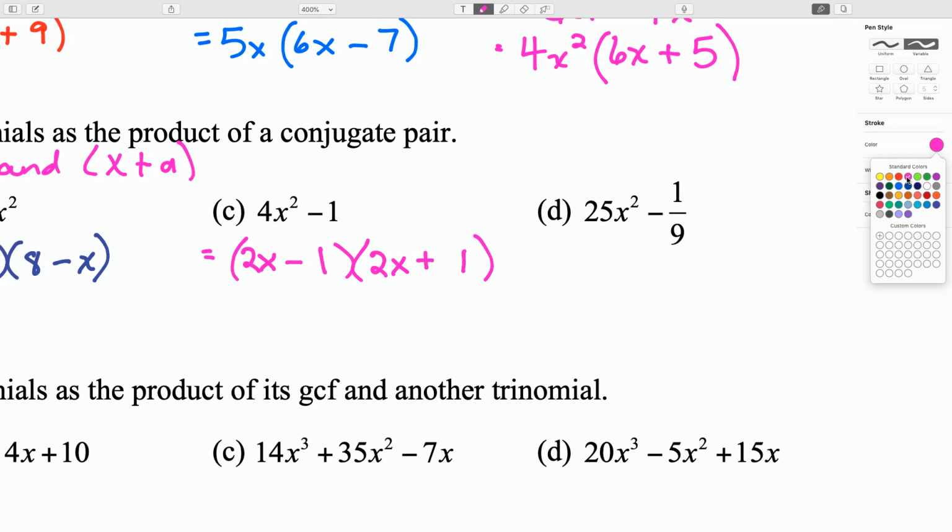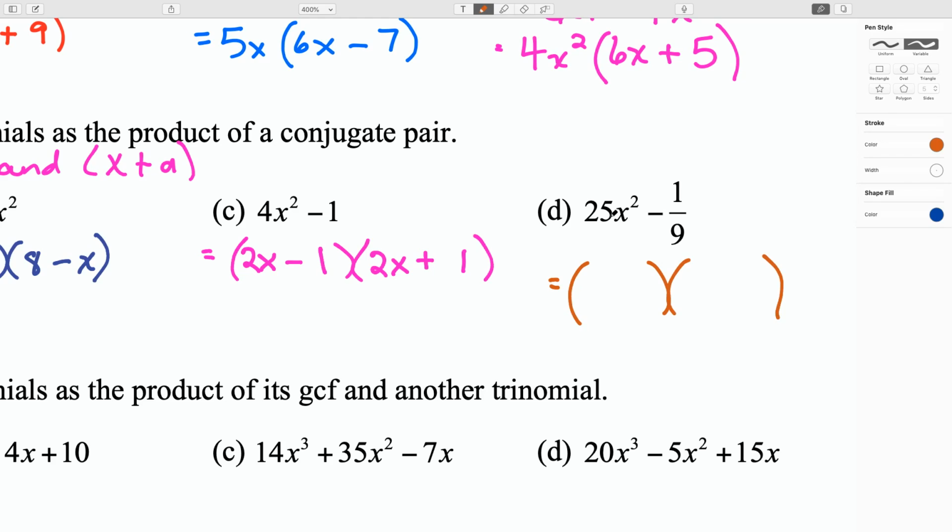Did you get that? Of course you did. And if you didn't, that's fine. Just make sure you know what your mistake was. So here we have 25x squared, which is definitely a perfect square. And 1 over 9 is also a perfect square. Even though it's a fraction, we love fractions, remember?